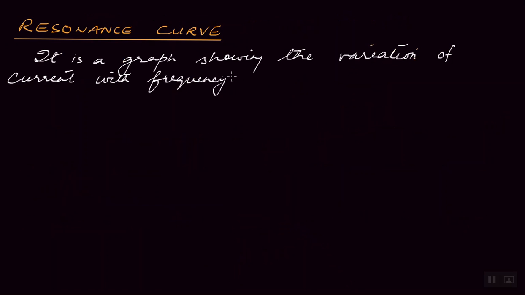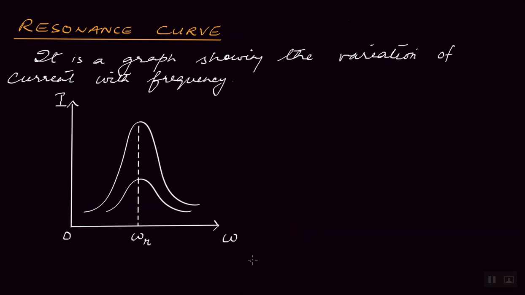Resonance curve. It is a graph showing the variation of current with frequency. So in this diagram, you have seen that I have plotted two graphs. The current is taken along the y-axis, whereas the frequency along the x-axis. So this curve here and the other one, these are called the resonance curves.